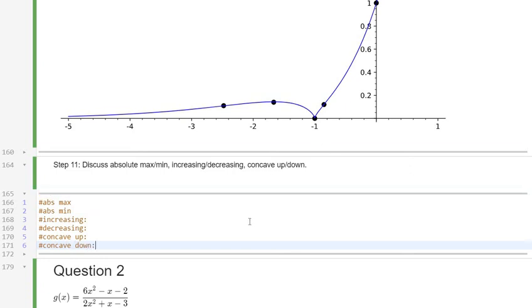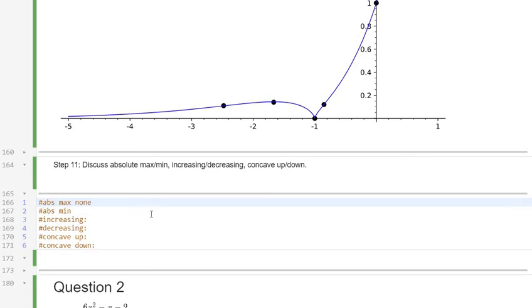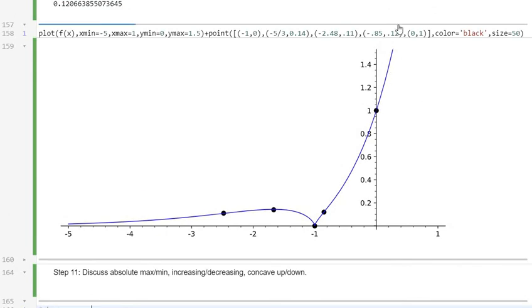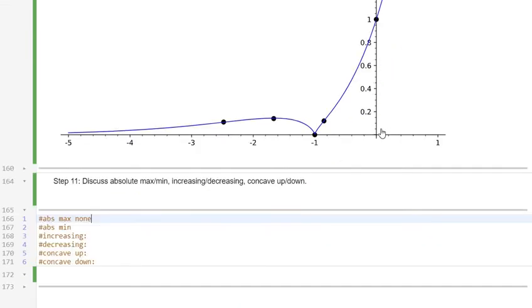All right, so first off, absolute max: none. And please do write none, or maybe make better English than say no absolute max, but however you want to write that. Remember, this thing just keeps going up forever. That limit as x approaches infinity was infinity. So up, up, up it goes, no top.